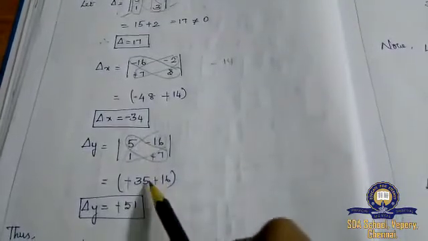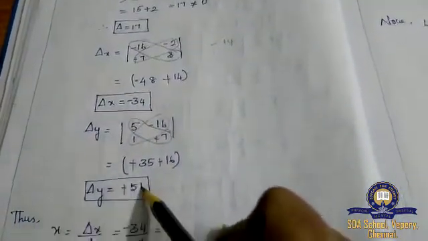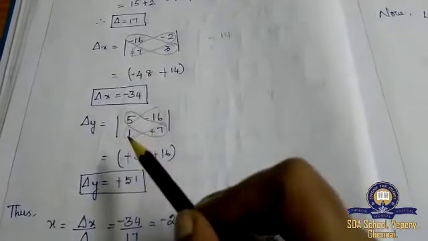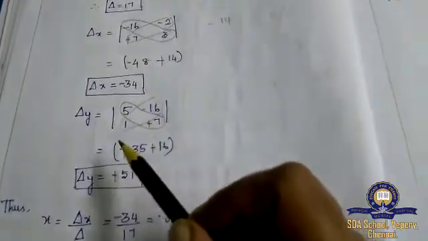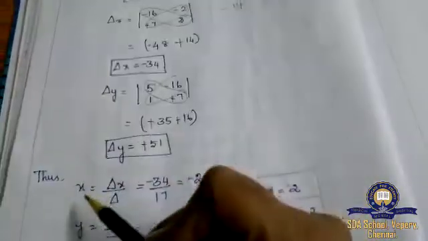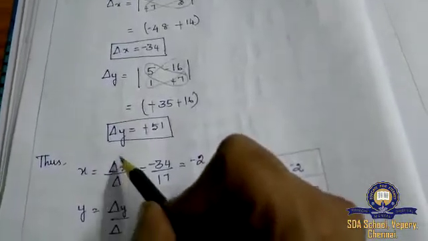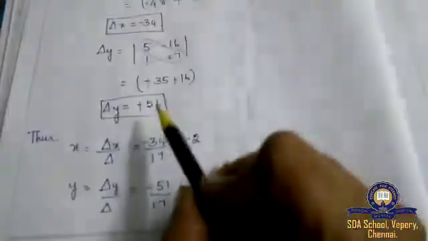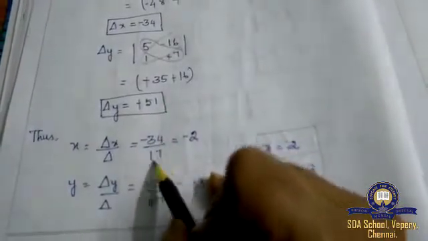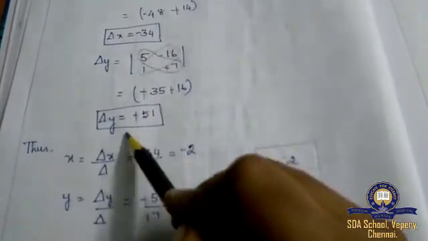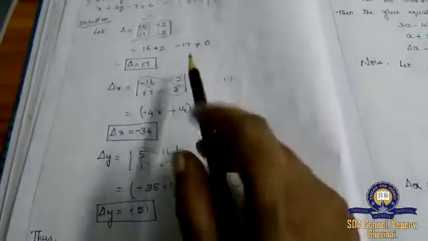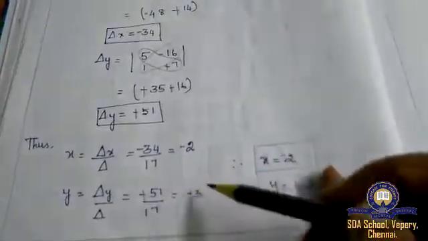So after cross multiplying the values, what is the answer? 51. And what is the main thing I need to find out? The x and y values. So your x value is nothing but delta x divided by delta. What is your delta x? Minus 34. So minus 34 divided by 17 gives me minus 2, and delta y is 51 and delta is 17, which gives me 3.